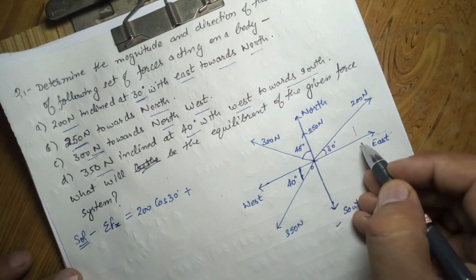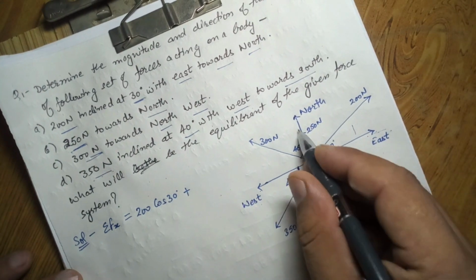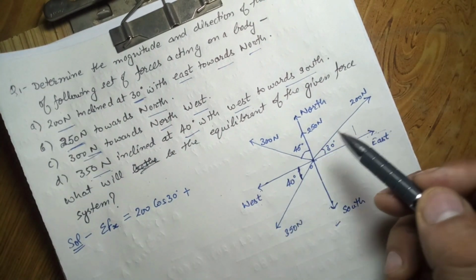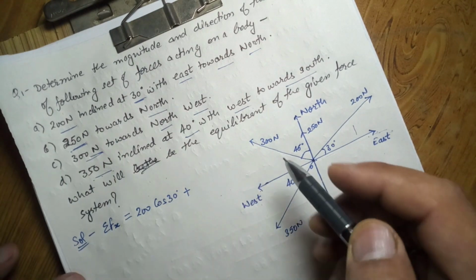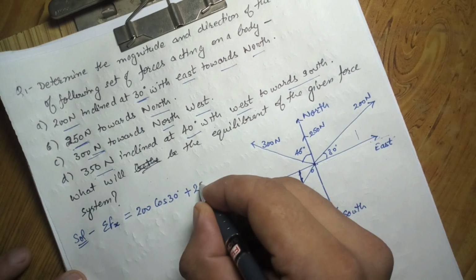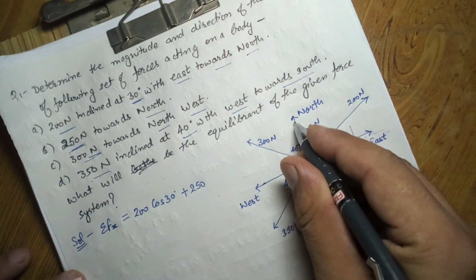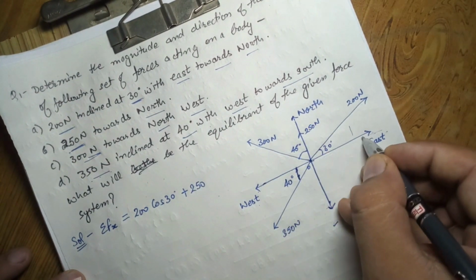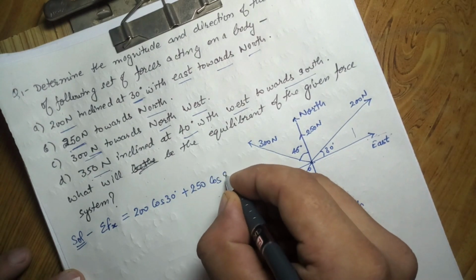One force's x component is done. Now the second force's x component. The second force is 250 Newton. We will get the values of angles later on, but right now we write the full equation. So the x component of 250 Newton will be this cos, and the angle is what?